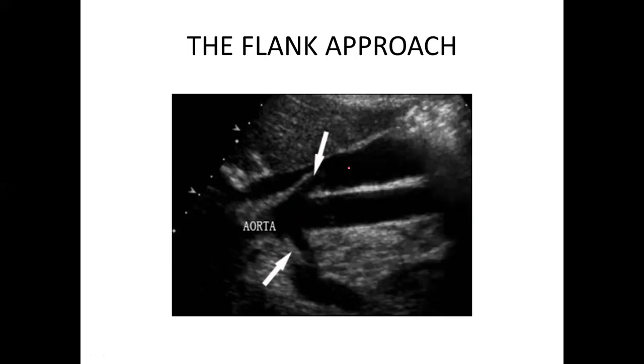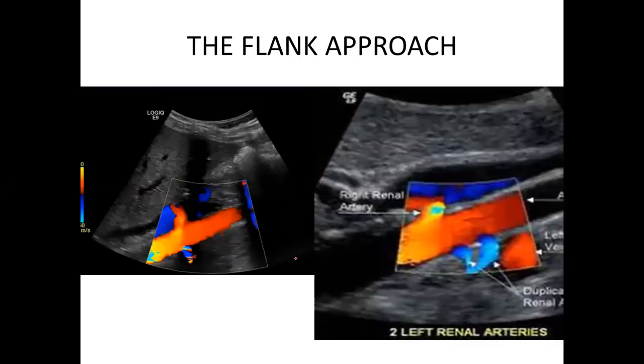Okay, so this is our IVC there, and this is our aorta, and these are the renal vessels. So this is the right renal vessel, and this is the left renal vessel, as you can see them originating from the aorta. This is the left lateral decubitus. In that is the same flank approach again. We are seeing the aorta there and our vessels originating from the aorta.